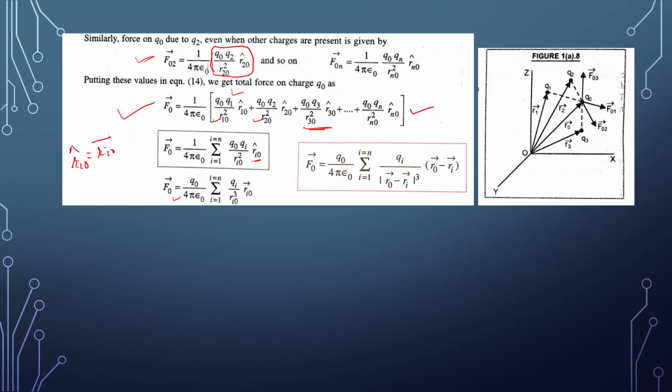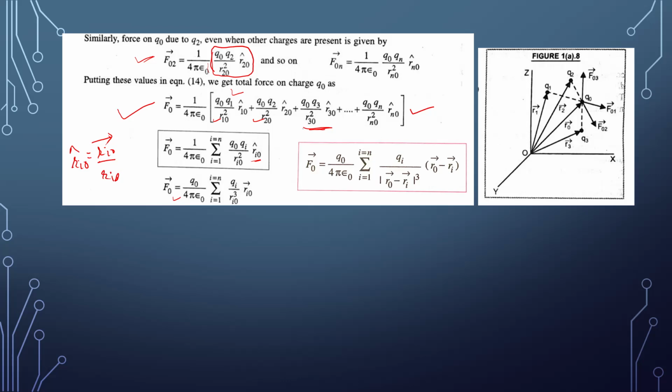R cap I naught is equal to R I naught vector upon the magnitude of R I naught, right? This is the definition of unit vector. The definition of unit vector is vector upon the magnitude of vector. So the magnitude of vector is Ri naught, and the vector is Ri naught vector.